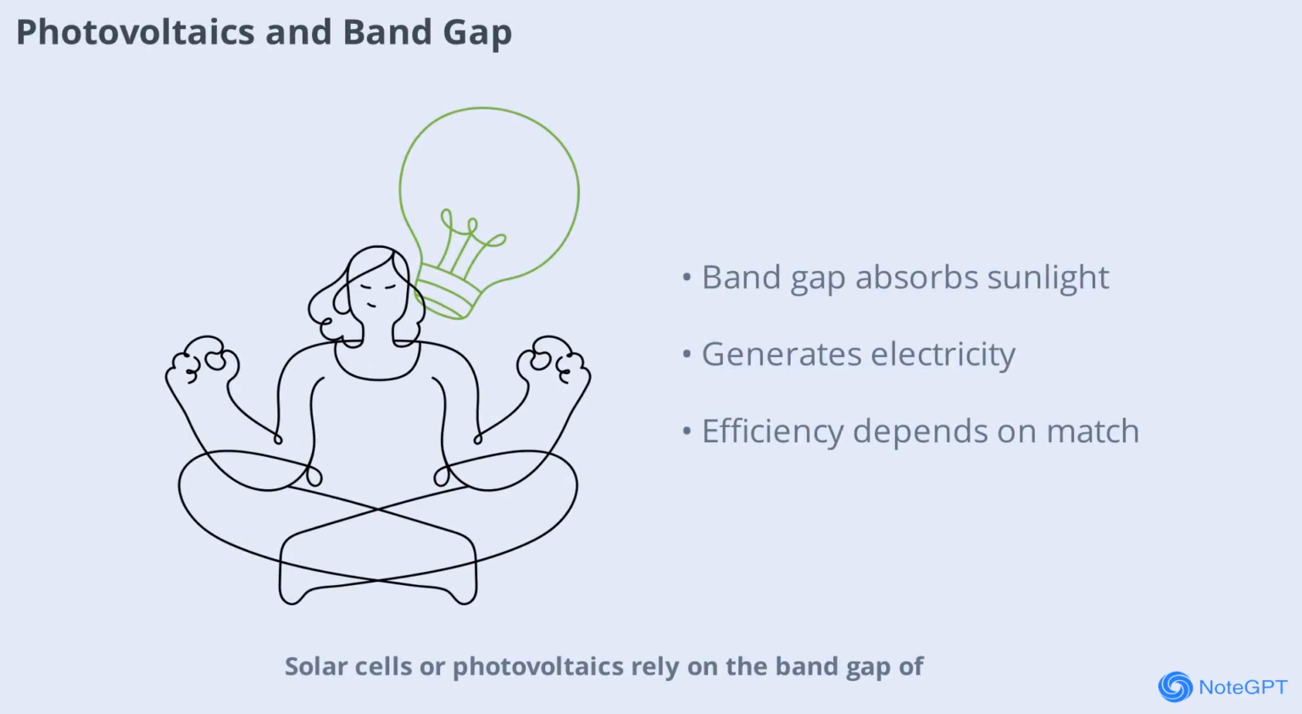Solar cells, or photovoltaics, rely on the band gap of semiconductor materials to convert sunlight into electricity. When photons with enough energy hit the semiconductor, they excite electrons across the band gap, generating a flow of current. The efficiency of a solar cell depends on how well the band gap matches the energy of incoming sunlight. That's why band gap engineering is so important in solar technology.